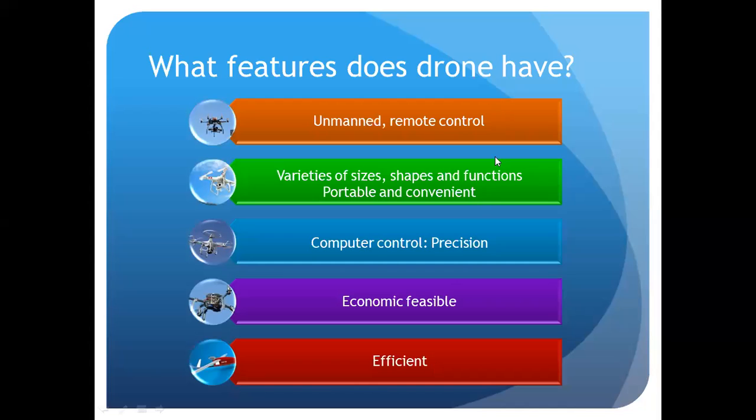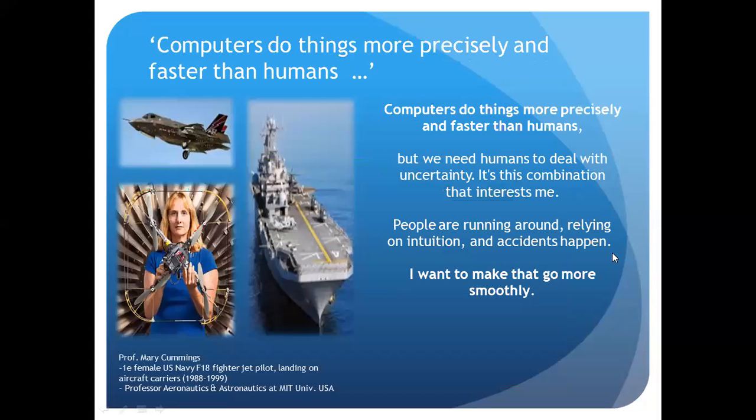So these are some features the drone has, that we can see here. Unmanned remote control is there. Then varieties of sizes, shapes and functions depending on the drones available. Then a computer control system is there. Then economic feasibility and efficient use of this drone. So these are some of the features.